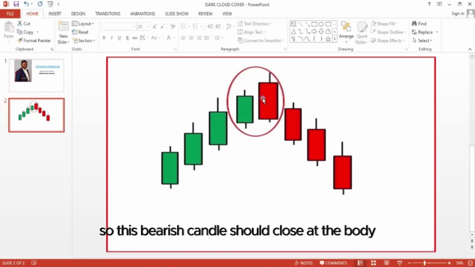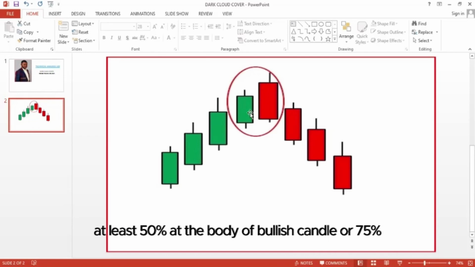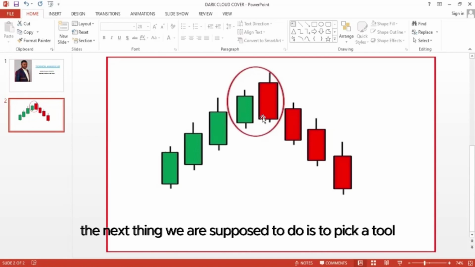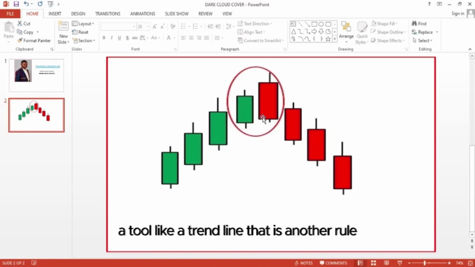So this bearish candle should close at the body, at least 50% or 75% of the body of the bullish candle. When we spot something like this, as far as it's happening at a resistance, then this is a perfect dark cloud cover pattern. The higher the time frame that you spot this dark cloud cover, the better the signal. After spotting the dark cloud cover, the next thing we are supposed to do is to pick a tool like a trend line or horizontal line, so that we can use it as an entry filter. That is another rule.